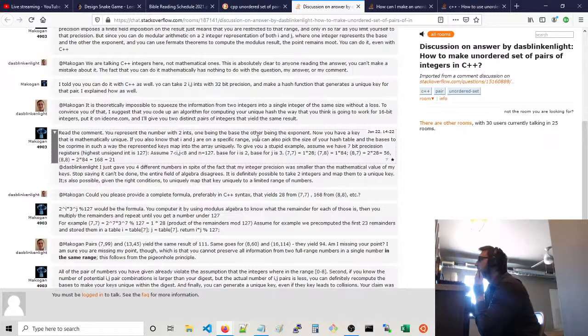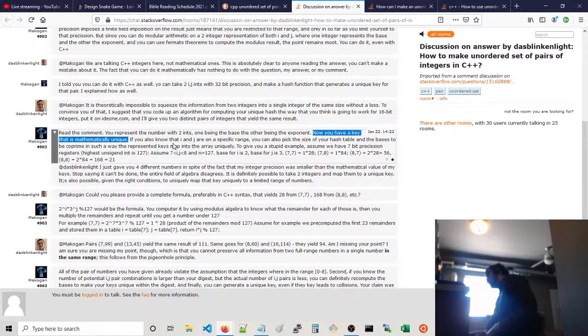Represent the number as two ints, one being the base, the other being the exponent. Now you have a key that is mathematically unique. But that key is way beyond the bounds of an int. First off, that's not true actually. Is that true? If they're not the same integer, then I think it is unique. But I actually think you can get the same number if you're not using prime numbers.